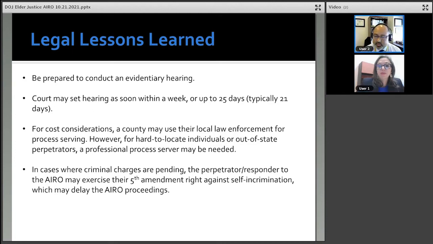So as we've mentioned multiple times here, be prepared to conduct an evidentiary hearing. Typically, restraining orders are granted on the face of the petition, because they are verified and signed under penalty of perjury. But what we've learned is, at least for the ones that I filed, the majority of them actually ended up going to evidentiary hearing.